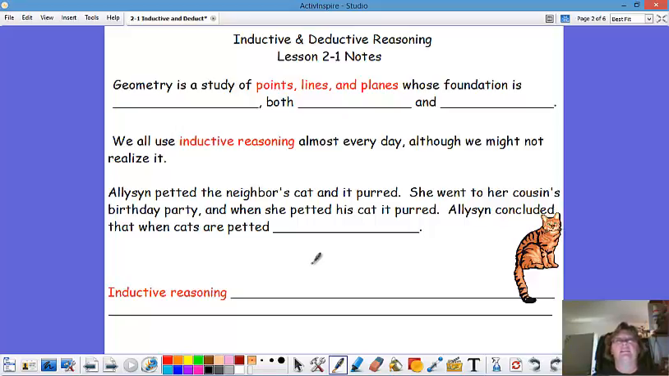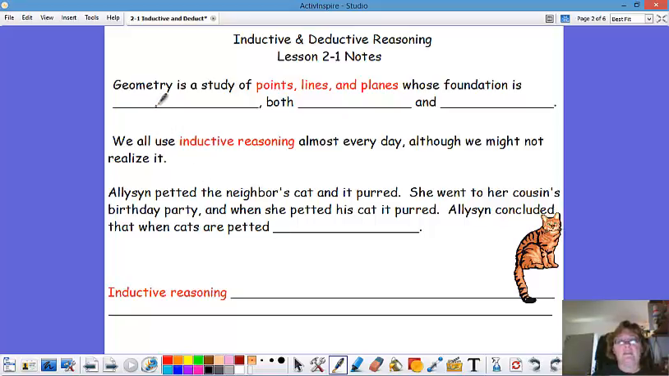Today we're going to be looking at inductive and deductive reasoning, which really are the basis of any kind of proof or logical argument of something that you want to make. You base that on some kind of logical thinking, and the two types that we're going to look at today are inductive and deductive reasoning.